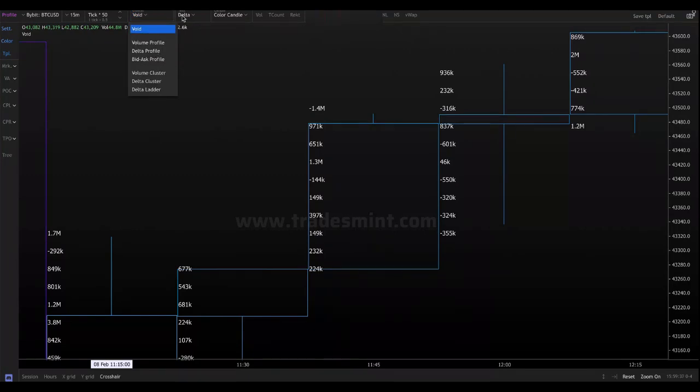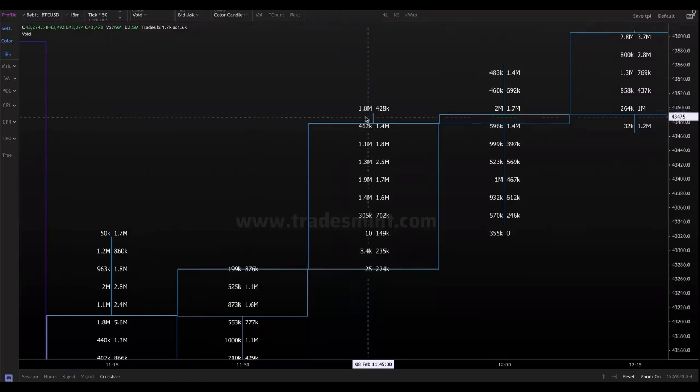We have the bid ask profile. The bid ask is basically dividing the volume up into how many people sold and how many people bought. So for example, at the price point of 43,500, we have 1.8 million sells and 428,000 buys. Down at the price of 43,450 in this specific place within this specific blue candle, we had 400,602 sells. Sorry about that. And we have 1.4 million buys right here.